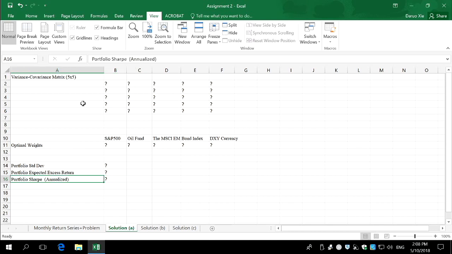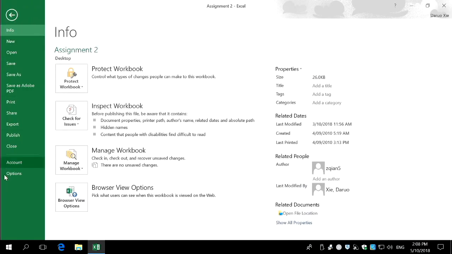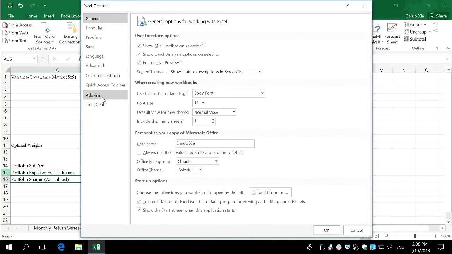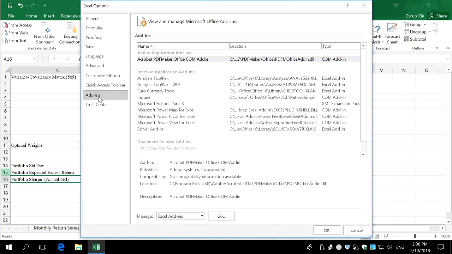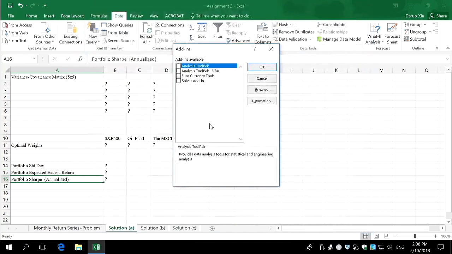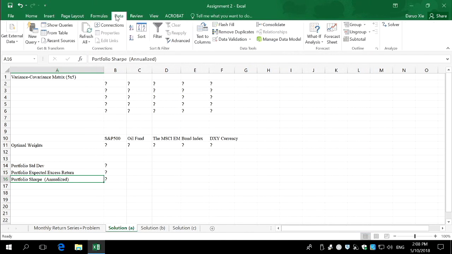If you do that in a spreadsheet, you will need something like Solver to do that. So you will need to install it. If you haven't installed it, you need to add in Solver. Do you see this? Solver, then go. Okay, Solver add-in, okay. Now in the Data tab, you have the Solver.